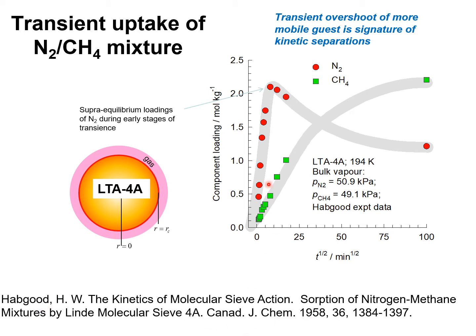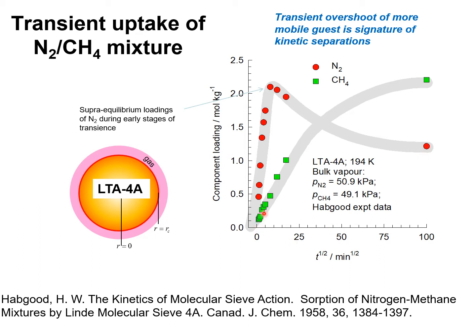Hapgood in 1958 published a set of experimental data on transient uptake of nitrogen and methane in LTA4A zeolite at a temperature of 194 Kelvin. The data is remarkable in that it shows that the nitrogen uptake shows an overshoot in the molar loading, and the value of the peak is about 2.2 moles per kilogram, significantly higher than the value at equilibrium, which is 1.2 moles per kilogram.